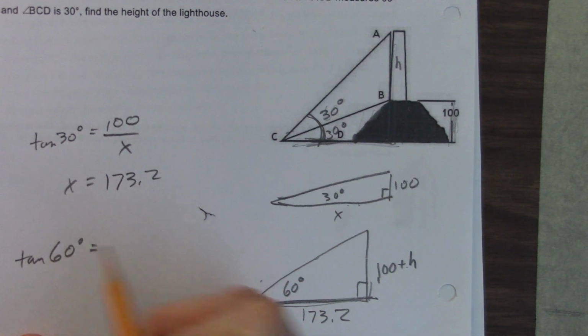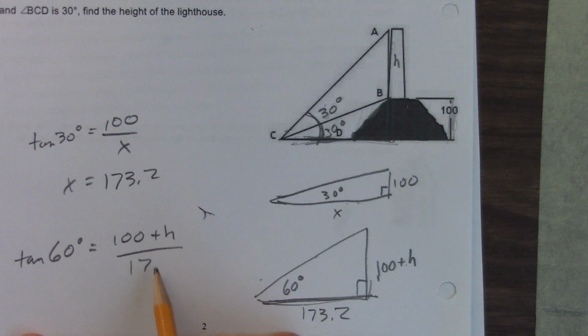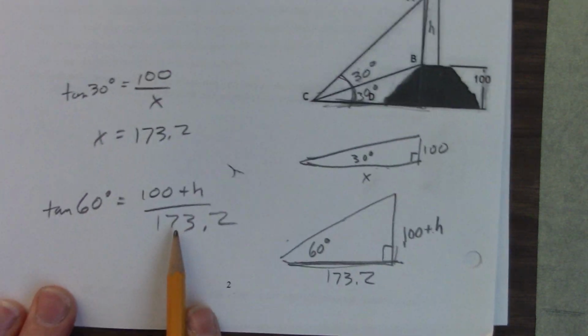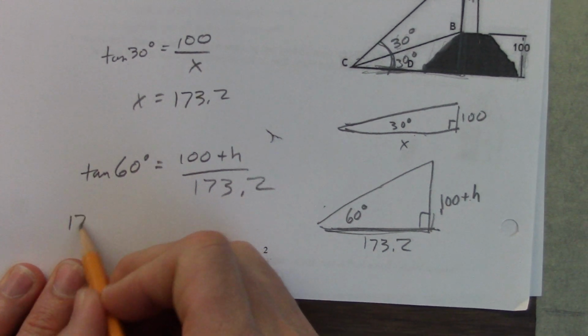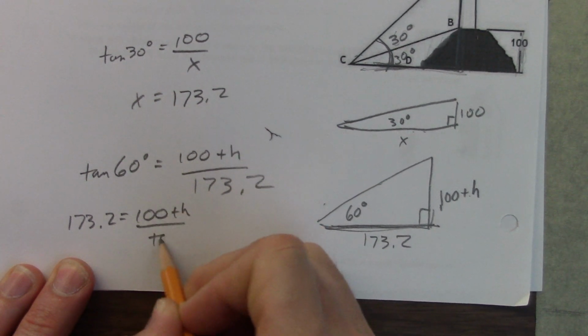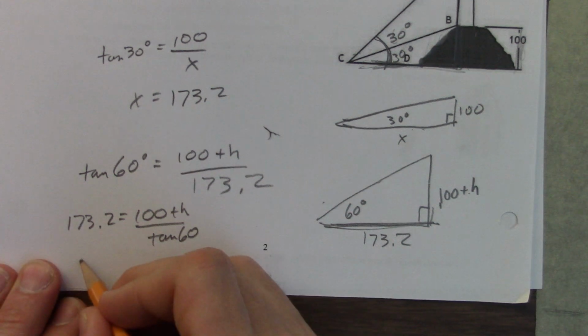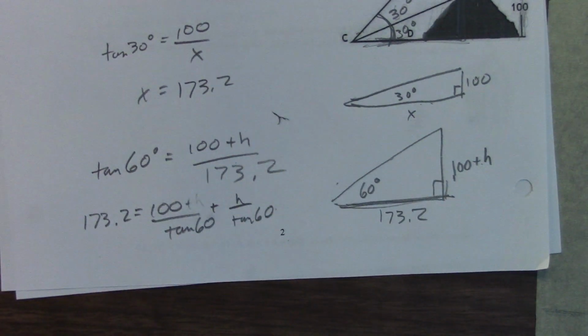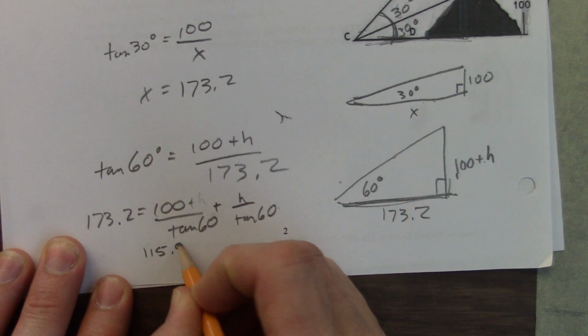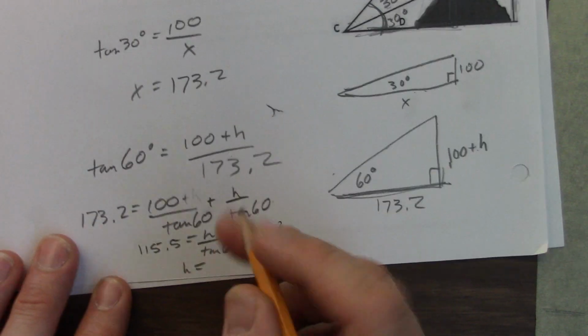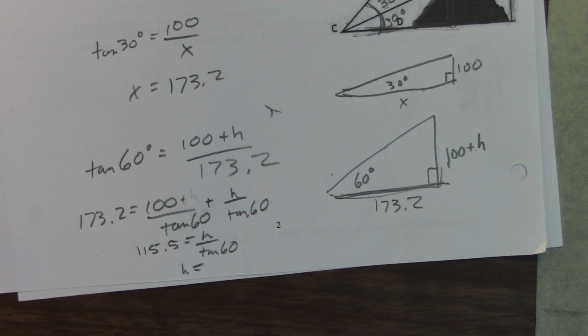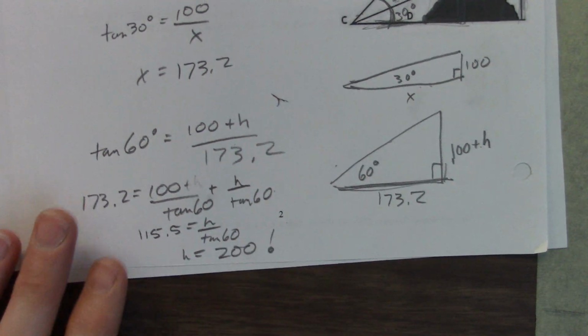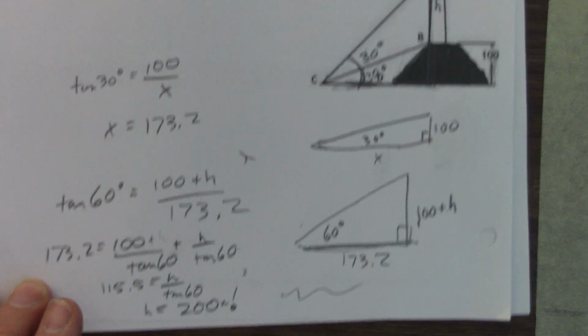Now we have this, so we'll use tan again. Tan 60 is equal to 100 plus H over 173.2, and solve for H. That's it. Here, I'll finish it. 173.2 is equal to 100 plus H over tan 60. So I'm going to put this over H tan 60. So I get 173.2 minus 100 divided by tan 60, which is equal to 115.5 is equal to H over tan 60. H is equal to 115.5 times tan 60, which is 200 meters. Concluding sentence. Done. Watch the video.